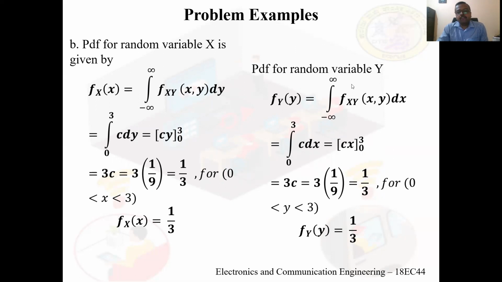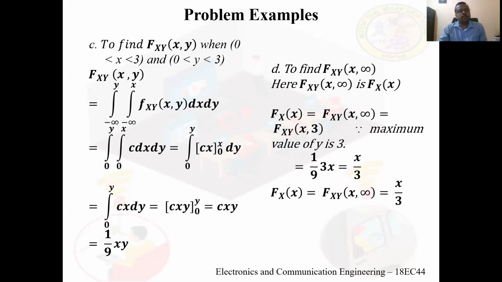Now, similarly, the PDF for random variable y. The formula is fy of y is equal to integration from minus infinity to infinity of fxy x comma y dx. Now, this is equal to the limits 0 to 3, c dx. Evaluate the integration, substitute for c, so that 3 by 9 will be 1 by 3 between the range 0 to 3 for y. So what is the PDF for random variable y now? You get it as 1 by 3. The PDF for random variable x and the PDF for random variable y, both are 1 by 3.